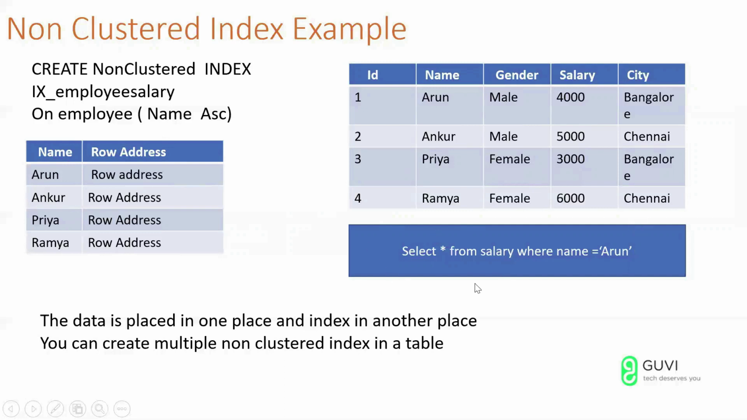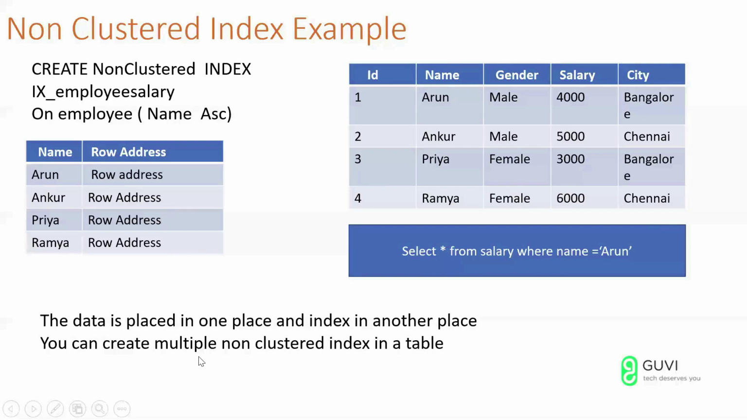Whenever you issue a select statement, select star from employees table where name equals Arun, it goes to this name, checks whether a non-cluster index exists there, yes. For Arun, it sees what the row address is, and goes and picks it up. It doesn't scan the entire table to find Arun. So what we get out of this is that the data is placed in one place and the index in another place. The data is separated and the index is separated. You are not touching the data at any time for a non-clustered index.